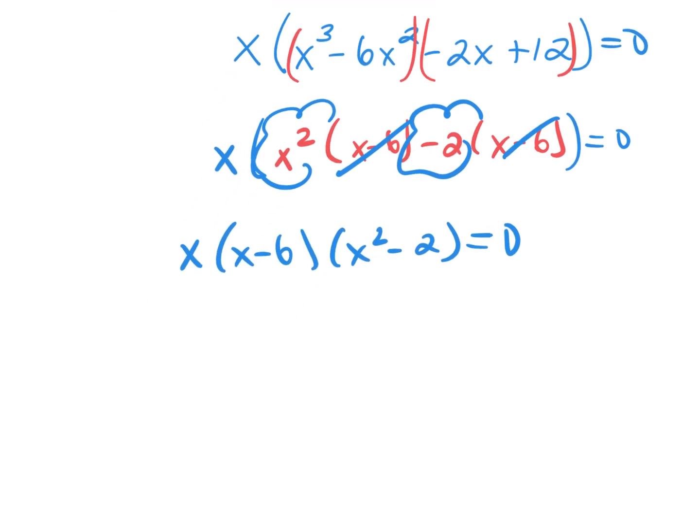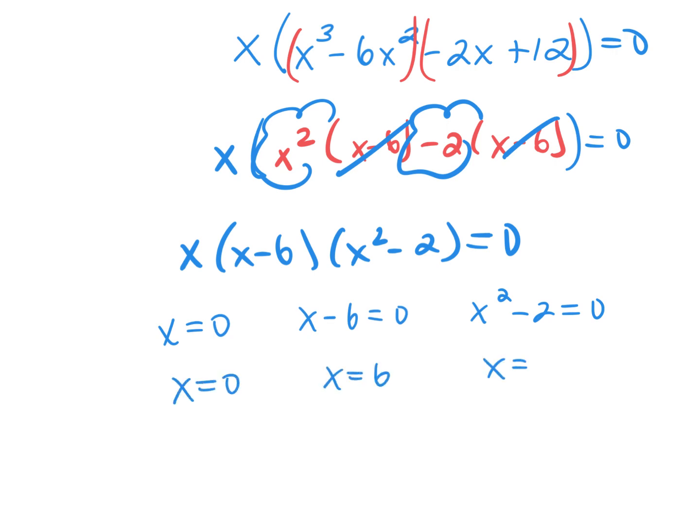I cannot factor x squared minus 2 anymore. So your answers here would be x equals 0, x minus 6 equals 0, and x squared minus 2 equals 0. So if I solve this, x equals 0, x equals 6. What's x equal here? Plus or minus the square root of 2. Guys, I'm not asking you to tell me the exact value of plus or minus square root of 2.